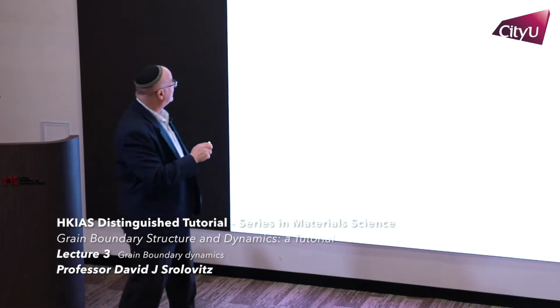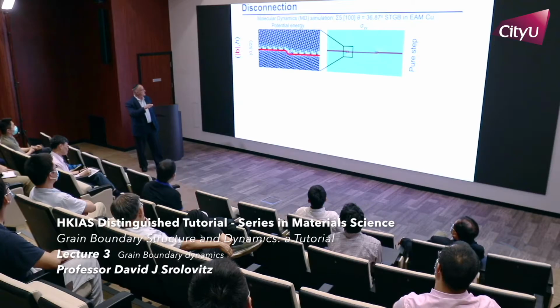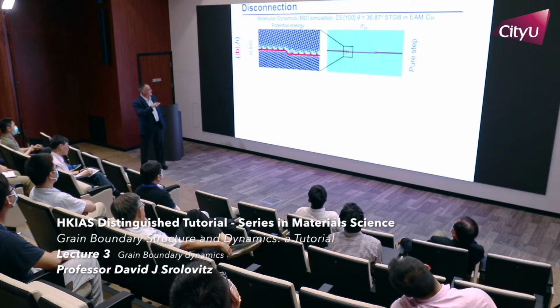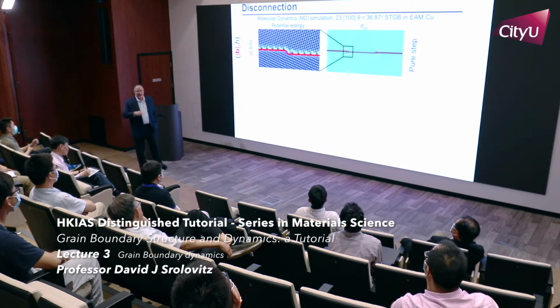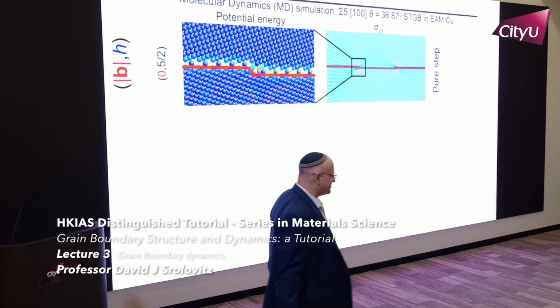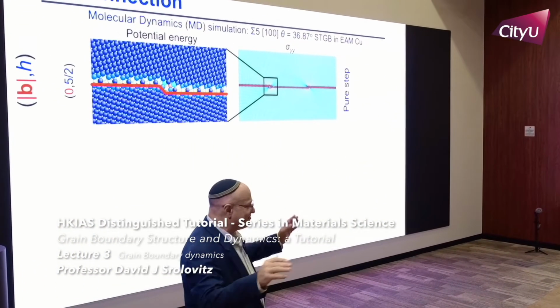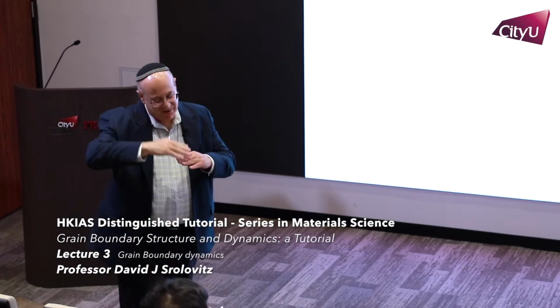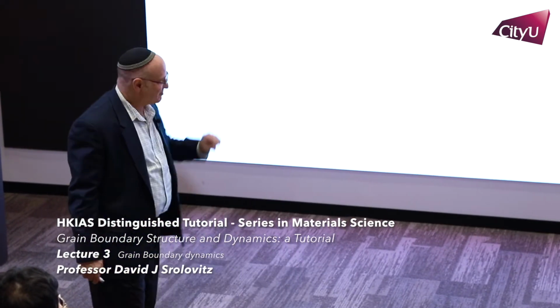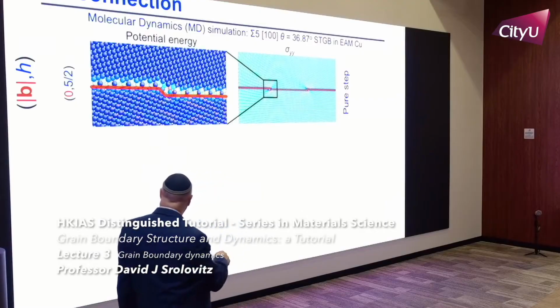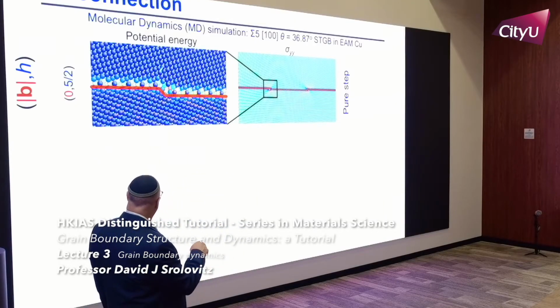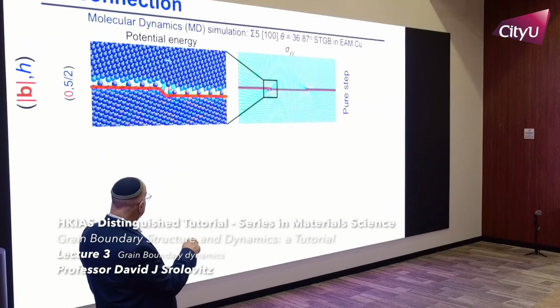Now, let's look at a particular disconnection where I'm going to pick one that happens to have a Burgers vector of 0 and a step height of 5/2, and these are in units of the DSC lattice vector, lattice parameter. And so this is an atomistic simulation, just colored all the atoms according to their potential energy.